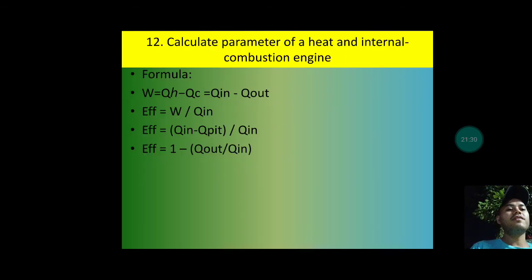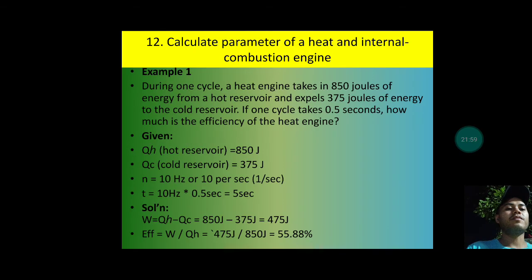Okay, next we have calculations. For calculations, work is equal to Q in minus Q out, or Q of the hot body minus Q of the cold body. By the way, Q is heat. While efficiency of an internal combustion engine is equal to work over Q in. Okay, so we have a problem.